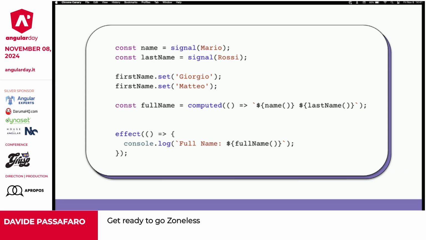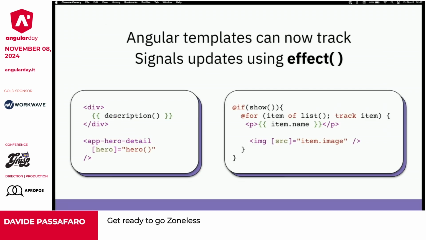One or more signals are updated. And then we have effects, which for a lot of people are quite confusing, but are pretty simple. It's basically a way to trigger some side effects when one or more signals update their value. And this is really important because now, thanks to this technology, the Angular templates are able to track when you use a signal inside the template.